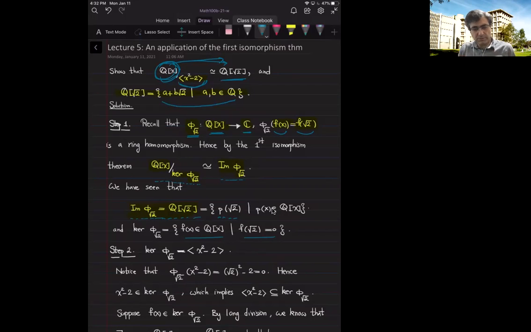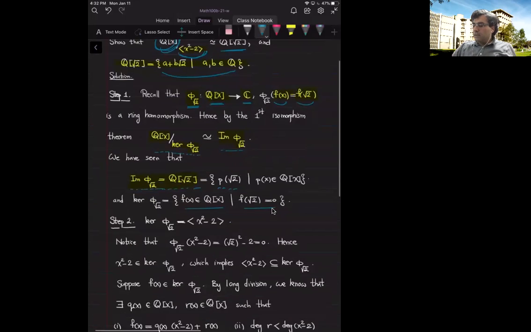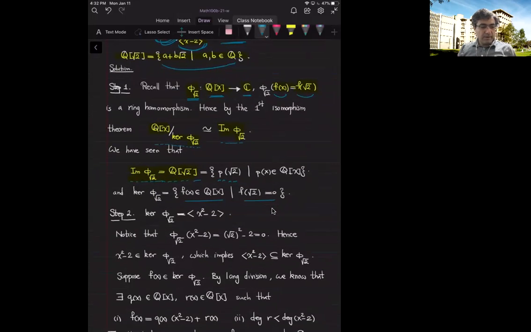Okay, so let's actually start with the kernel. It's often better to start with the kernel. So we are looking for polynomials that have root 2 as a 0. One candidate is definitely x squared minus 2. That's how we define root 2 indeed. So when I evaluate x squared minus 2, I end up getting 0. Therefore, it is definitely inside the kernel.